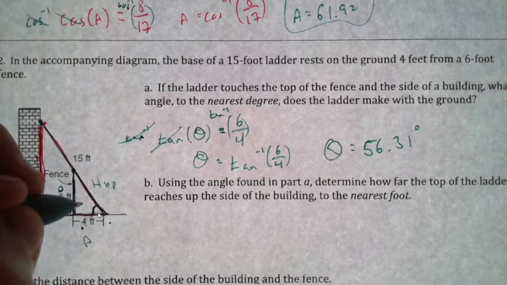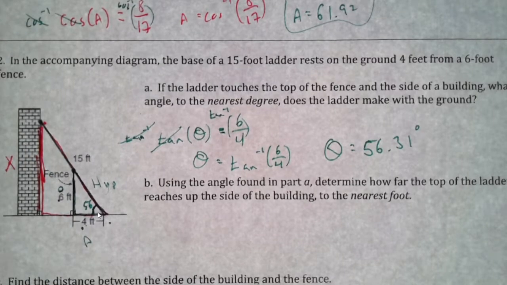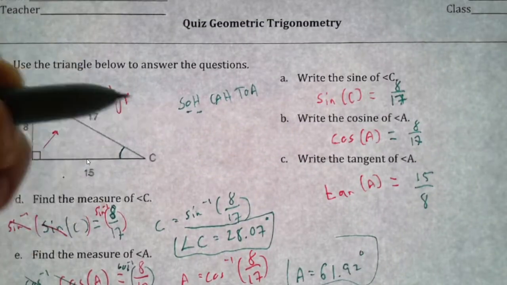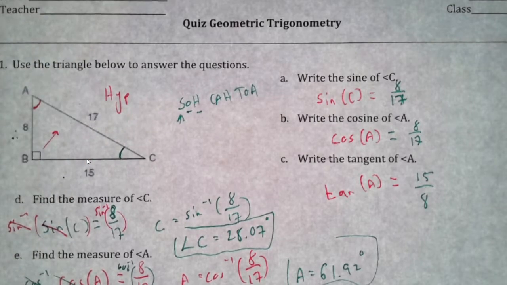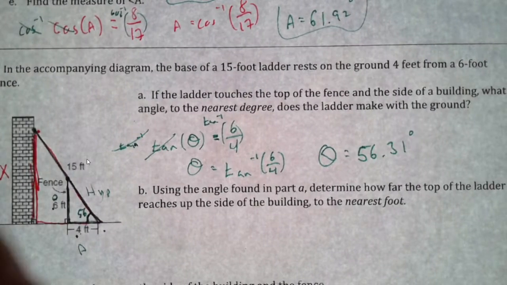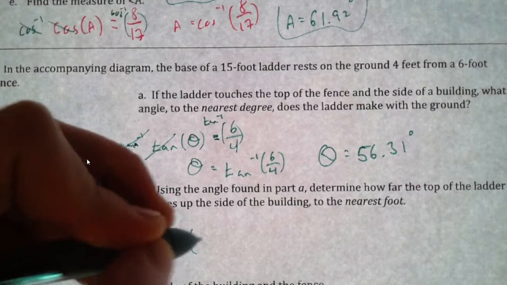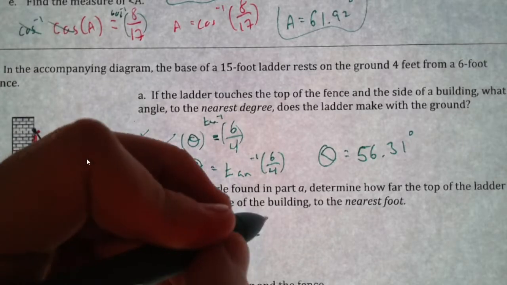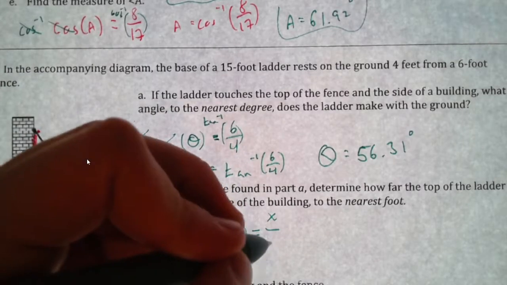Well, I have this angle in here. We just found that it was 56.31. I'm looking for the opposite, and I have the hypotenuse. That means I'm going to be using sine, from SO. All right, so I will set it up. Sine of 56.31 should equal opposite X over hypotenuse 15.